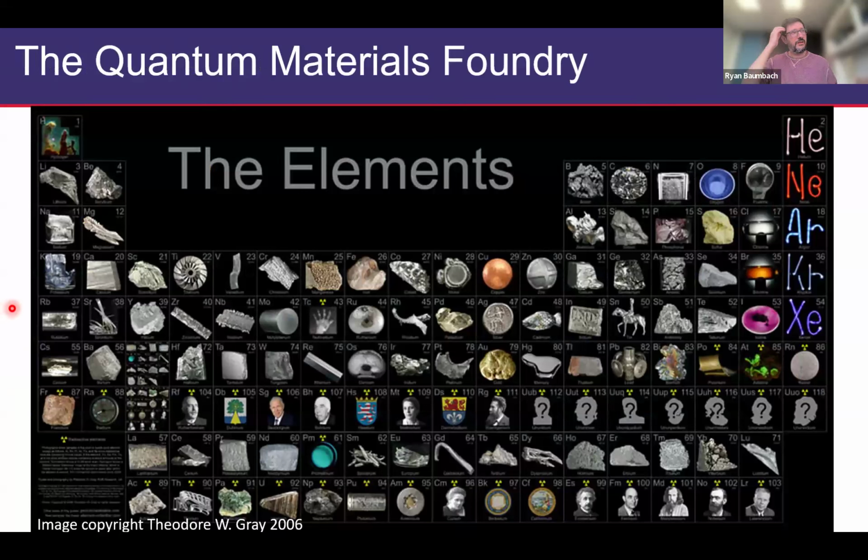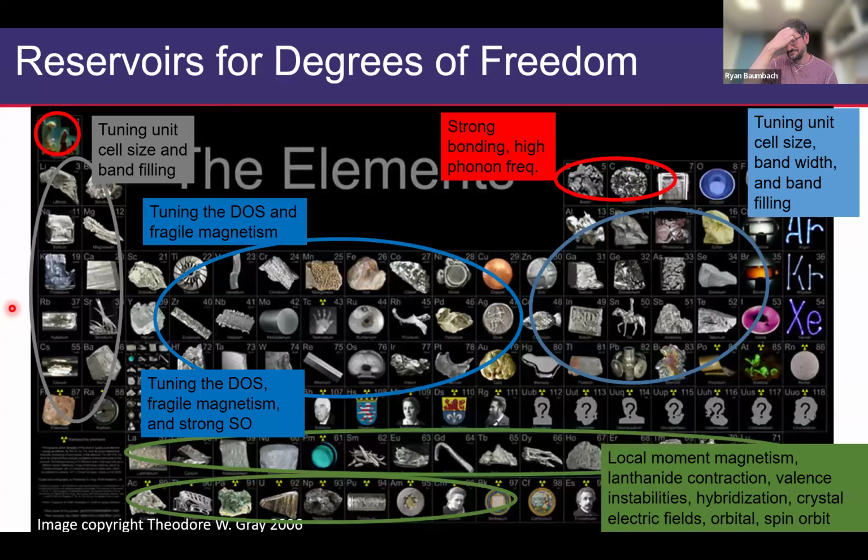Okay, now I want to just briefly return to this idea of thinking about the connections between chemical structural degrees of freedom and electronic magnetic degrees of freedom. And just point out that when you look at the periodic table, you can kind of think of it as a supermarket for different types of properties. Right? And so what do I mean by that? Well, it's something like this.